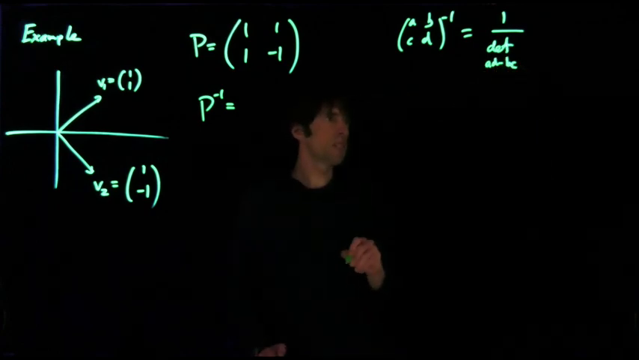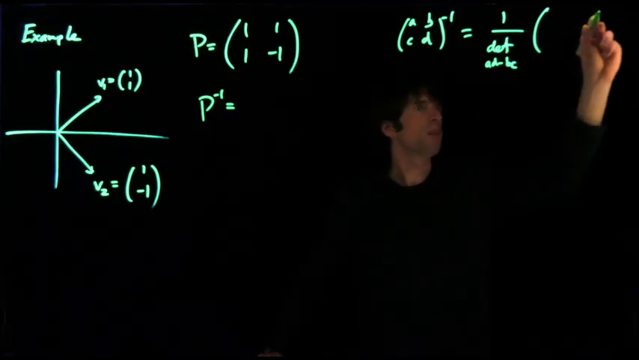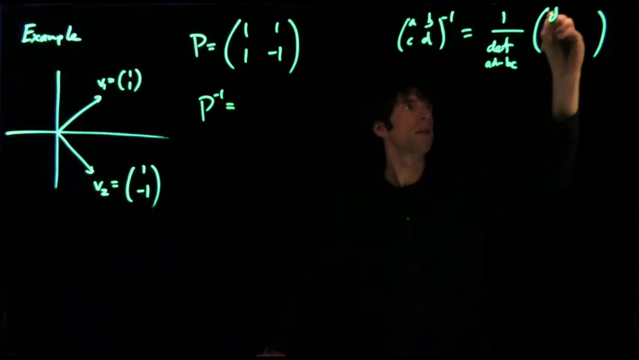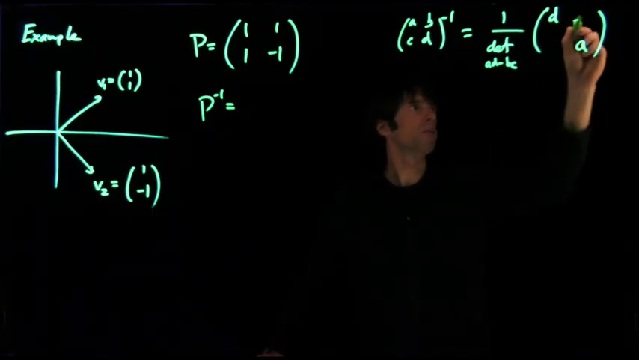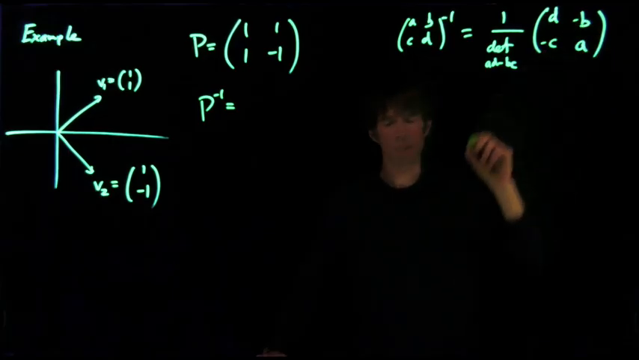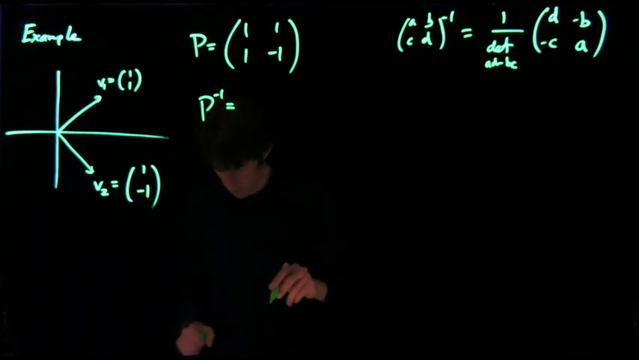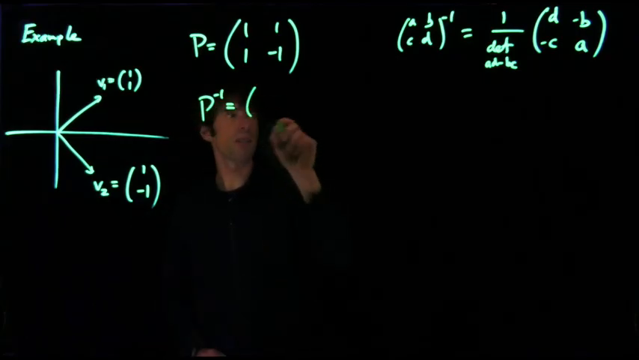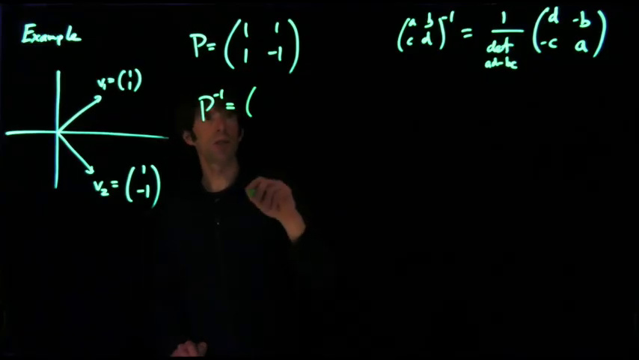So that AD minus BC is the formula for the determinant, times the matrix where I put D there, and A there, and minus B there, and minus C there. OK, so let's use that formula on this matrix here. If you plug it all in, what we get is the determinant is minus 2.